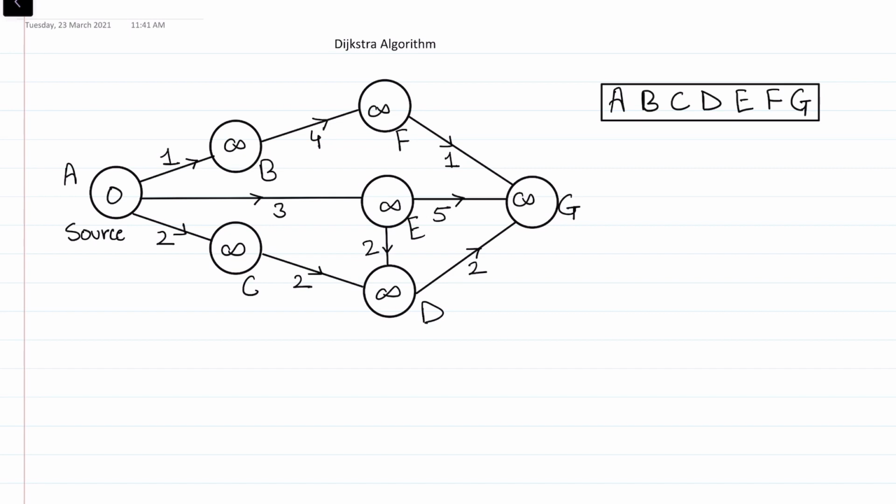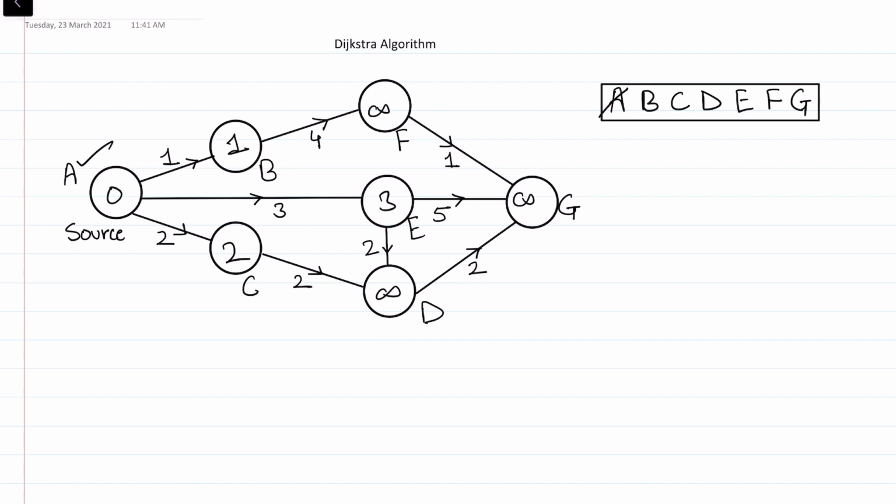Now what we do is relax all these edges that are outgoing from node A, that are B, E and C. So the distance from A to B becomes 1, this becomes 3 and this becomes 2. Now we have relaxed all the edges from A, so we remove it from the first set and add it to the second set. Then we find the smallest distance value among 1, 2, 3 and infinity, which is 1, or node B in this case.